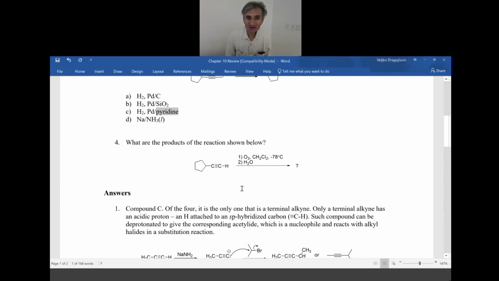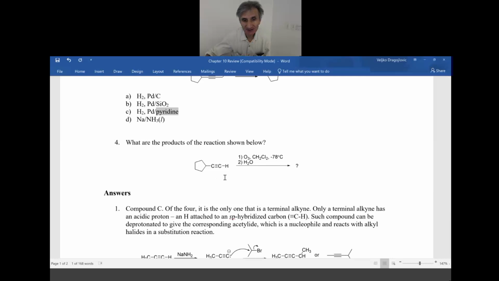And question number 4. What are the products of the reaction shown below? So here we have an alkyne, and the reaction is, if you can recognize it, ozonolysis. Ozone in dichloromethane at low temperature, followed by aqueous workup. So ozonolysis results in cleavage of a triple bond. The triple bond is completely broken, it's cleaved, and in general, when ozonolysis is carried out on an alkyne, each carbon of the triple bond ends up as a carboxyl group.